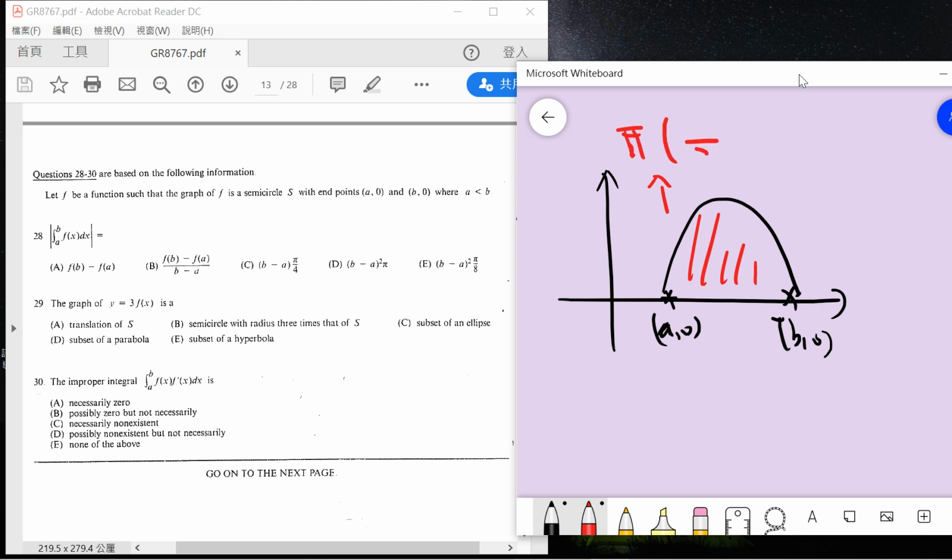pi times the area, pi r squared, times half. So basically this is 1/8, pi over 8 times (b minus a) squared. So the answer is E. The answer is E.